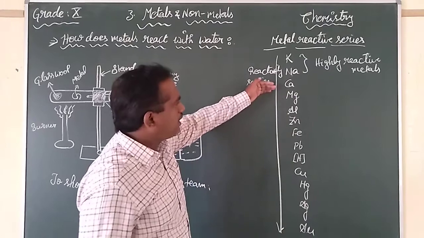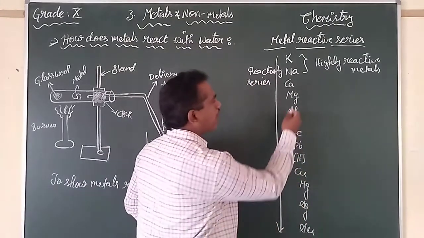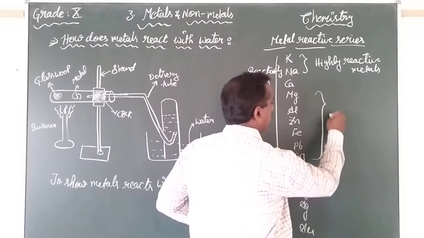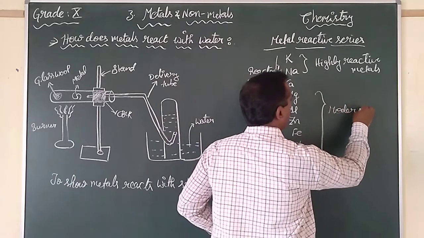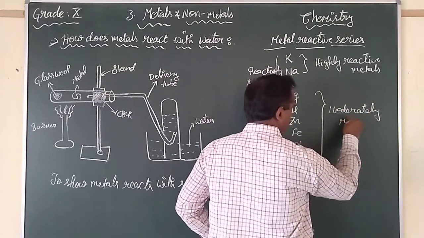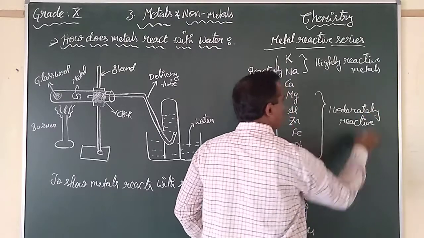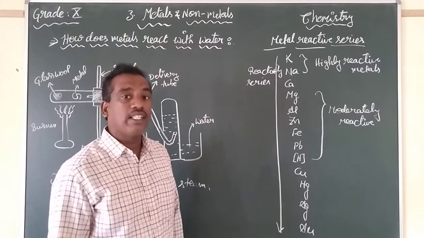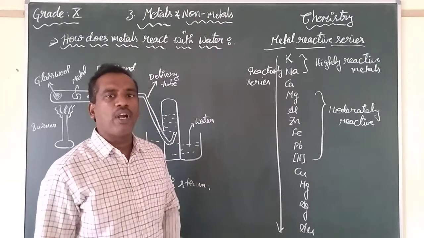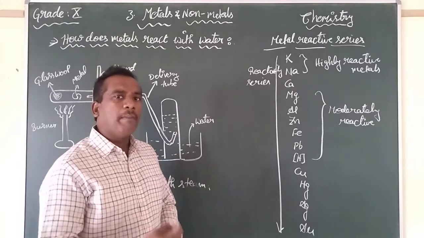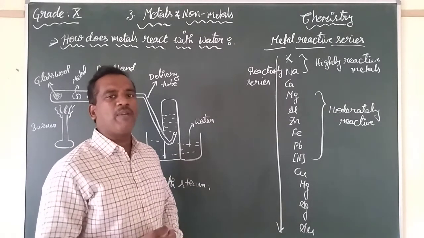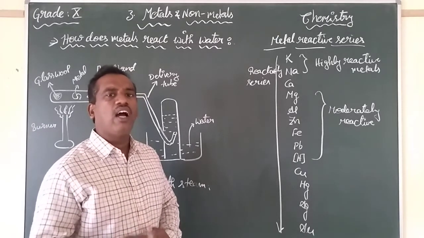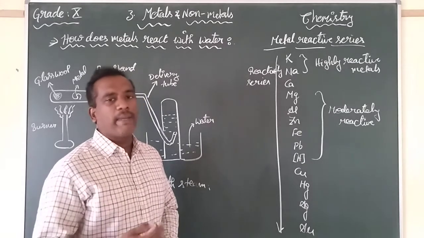The remaining ones are moderately reactive. What are they? Moderately reactive, which means their reactivity is not very high. What is meant by moderately reactive? We know magnesium ribbon. In chapter number 1, activity 1.1, we discussed that before burning, we need to clean it with sandpaper, because it forms an oxide layer over its surface. Which one? Magnesium.